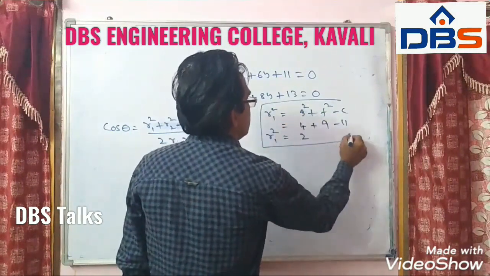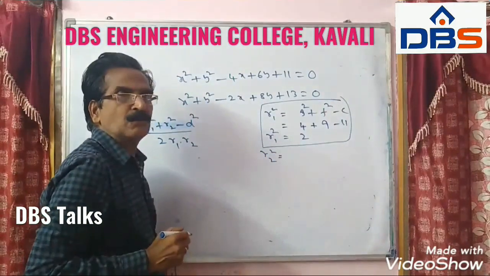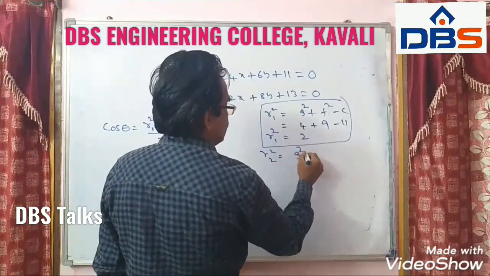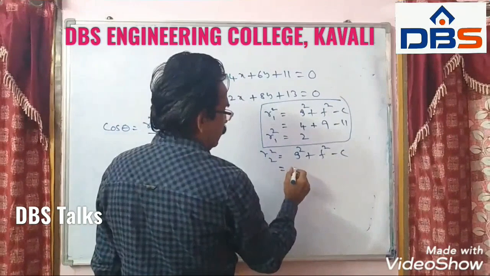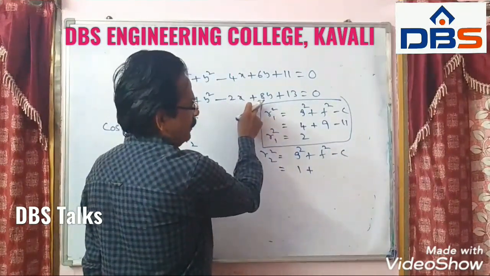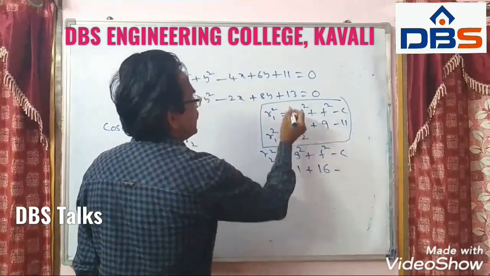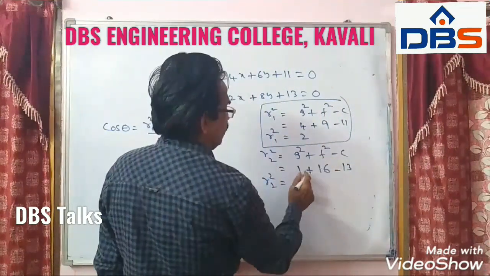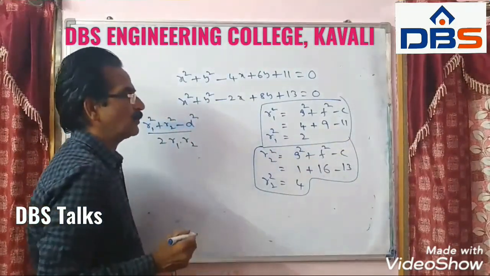This is one thing. Let us find r2 square, friends. r2 square is g square plus f square minus c. 2g is equal to minus 2, g is equal to minus 1, whole square 1. 2f is equal to 8, f is equal to 4, square 16, minus c, 13. So r2 square is equal to 17 minus 13, that is 4. So we got r2 square also.